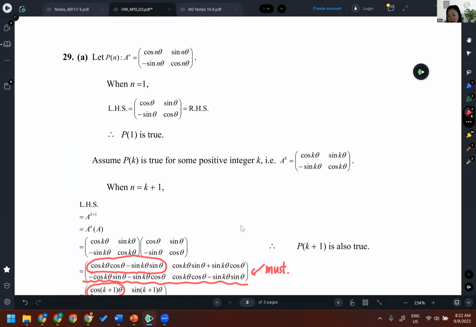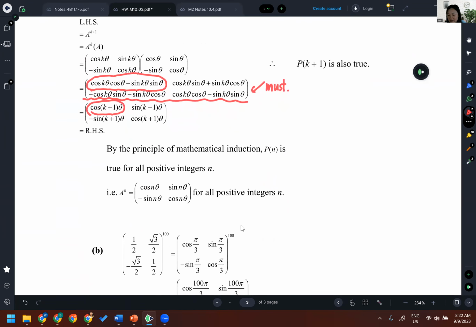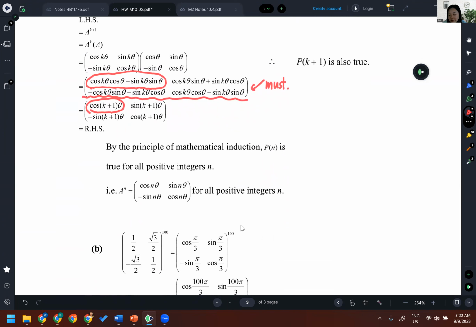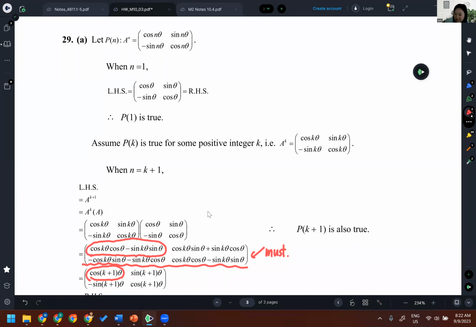Now this result, actually, for question 29, this result is very interesting. Now for A to the power n equal to this, it is actually very interesting. I think in the future, we will come across this matrix very often. You remember what A is? A is this. This is A to the power n. So basically, this is a very interesting matrix that you can easily multiply.